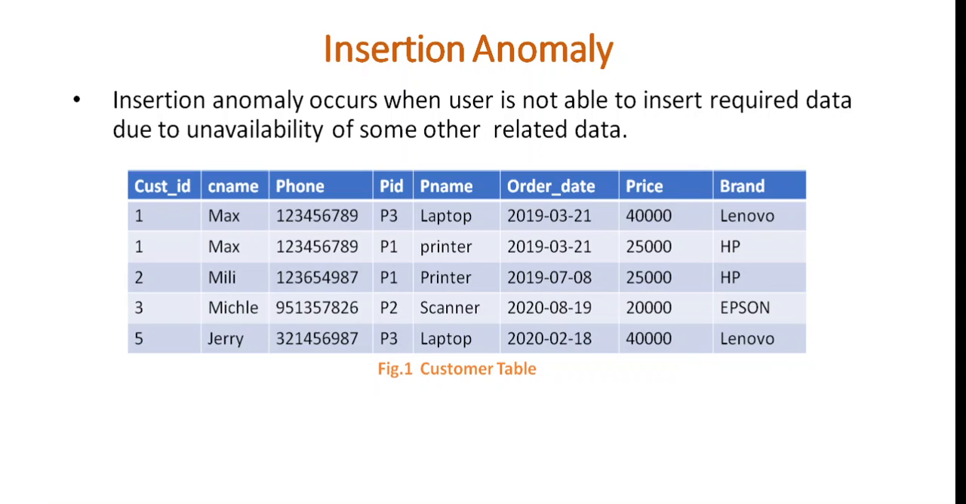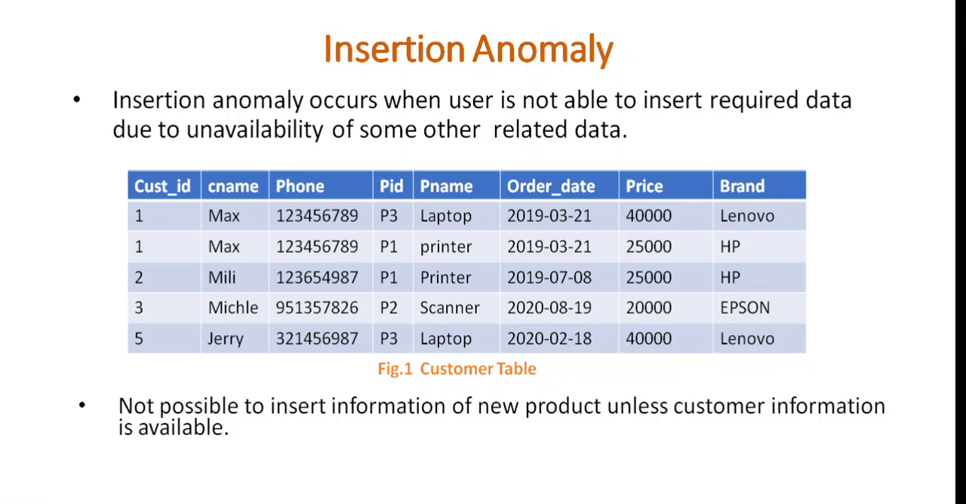So it is called duplication of data, or redundancy of data. And here, if we want to insert information of a new product into the table, we cannot insert that data until that product is ordered by a customer, because here customer ID and product ID together form a candidate key, which means by using this combination we can identify each row uniquely.